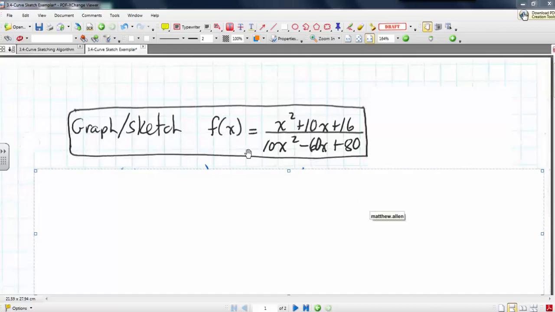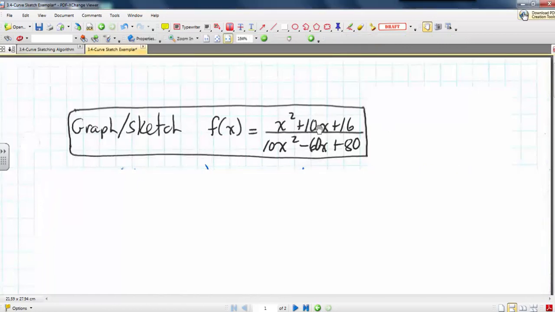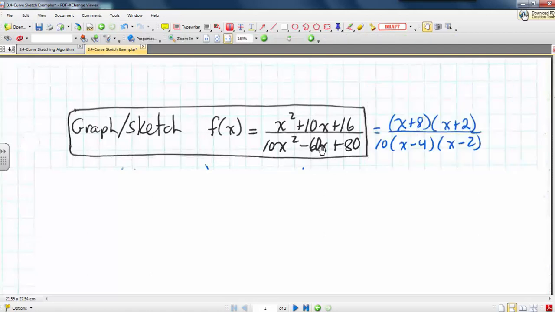Okay, Mr. Allen here, going to go over an example of graph sketching so you get the idea of going through all the steps in order to put together the best possible graph you can make. In this case I have a binomial divided by a binomial, and my first instinct when I see any kind of binomial will always be to factor. Sometimes this form of the equation will actually be easier to work with, other times the factored form will, so I'll keep both available to me.